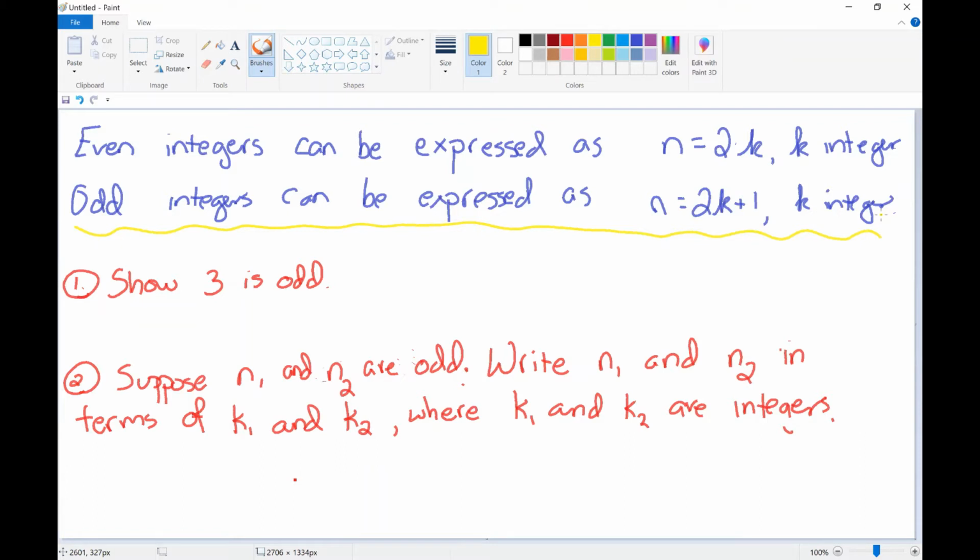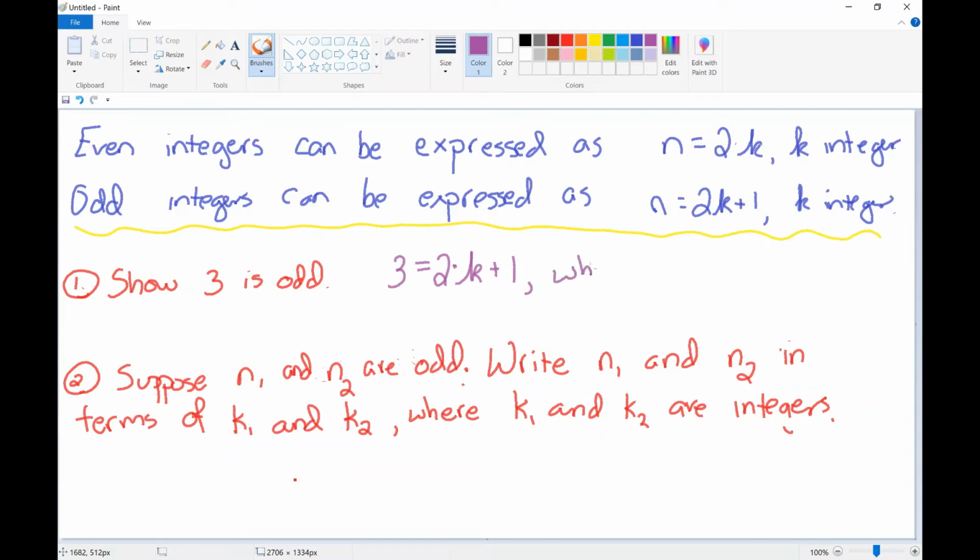So as an example, let us show that 3 is odd. Now we know 3 is an odd integer. We can show this by writing 3 equals 2 times k plus 1, where k is an integer.